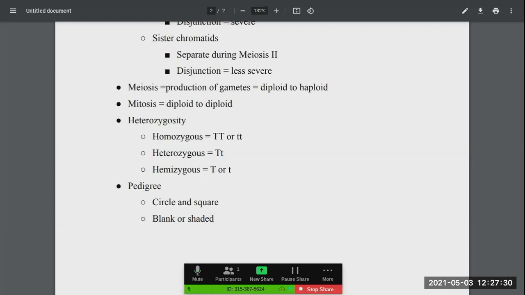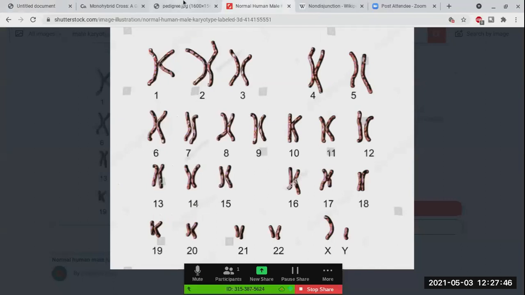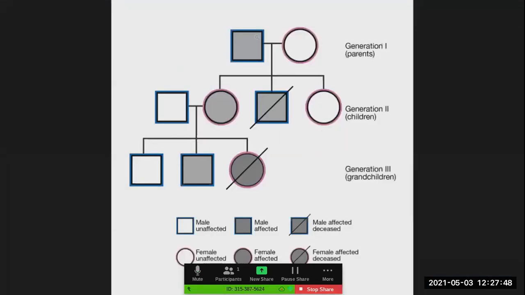I'm not going to test you on pedigree, but at least I want you to read a pedigree chart. So there are certain things I want you to understand when it comes to pedigree. So when you see a circle, it means this is female. When you see a square, this means this is a male. So circles for female, and squares for males.